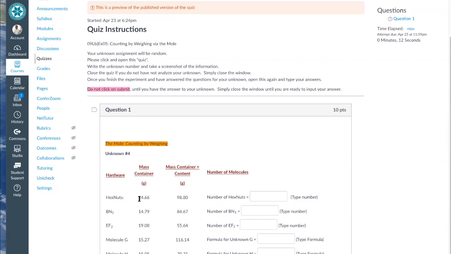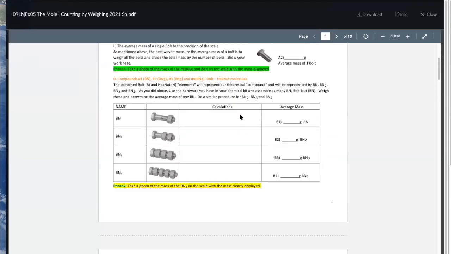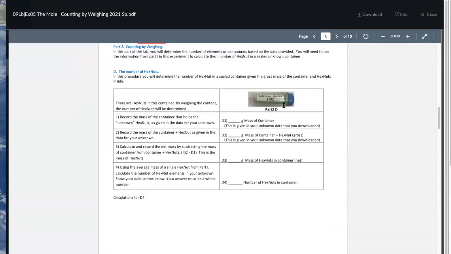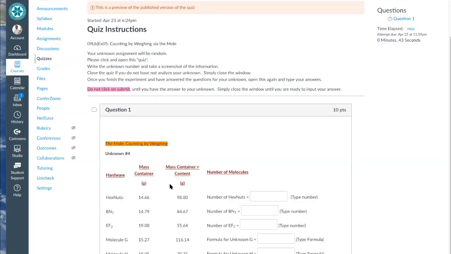You have a mass of the container that's 14.66. You have a mass of the container plus the hex nuts, 98.8. So if you subtract the mass of the container, you now have the mass of the hex nuts in that bulk, and that bulk looks like this right here. You got the container, you got hex nuts in that container right here. And what you need to do is figure out how many hex nuts are in there. It's counting by weighing. So that's the data for the hex nuts.